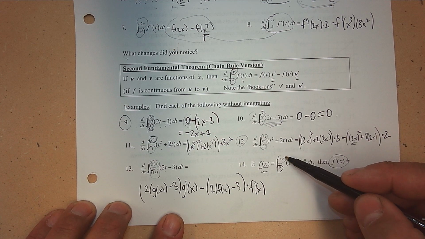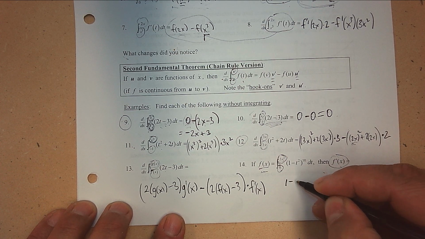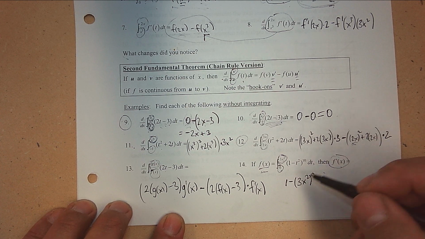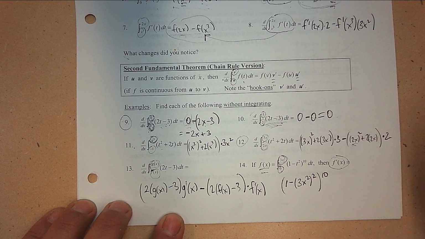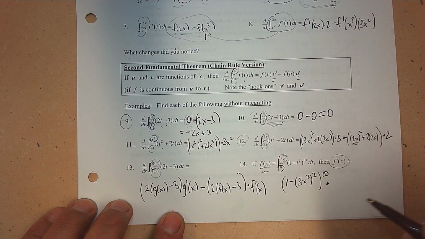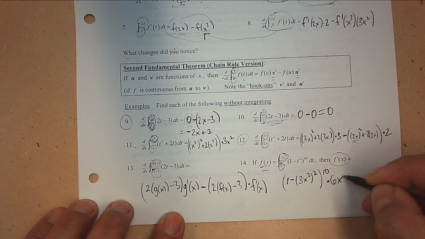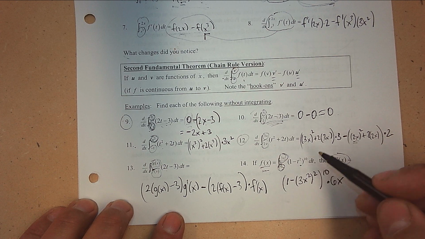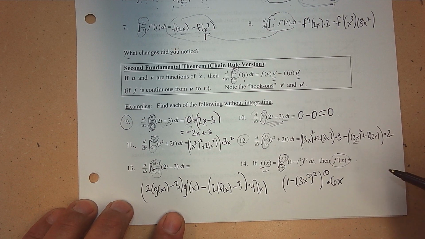But look at the bounds. So the first bound, the upper bound, is 3x squared. So where there's a t, I'm going to plug in 3x squared. Now all of that is to the exponent 10. And then there's a hook. What's the derivative of 3x squared? It's 6x. Then when you plug in 0, you get a constant, and the derivative of any constant is 0. So you don't need to put subtract 0 down. Anyways, this is the next level of the fundamental theorem of calculus.